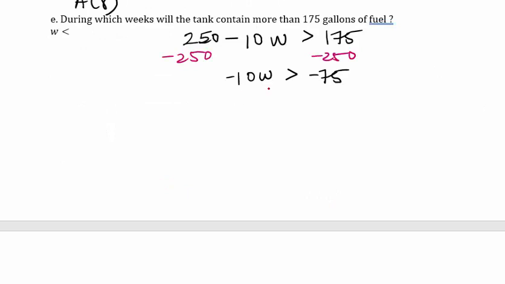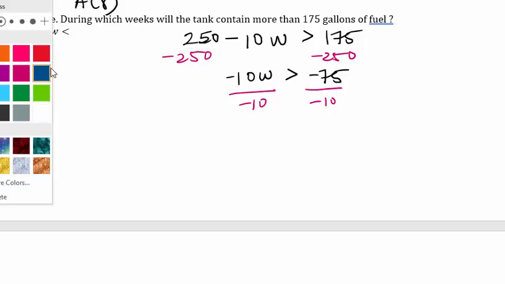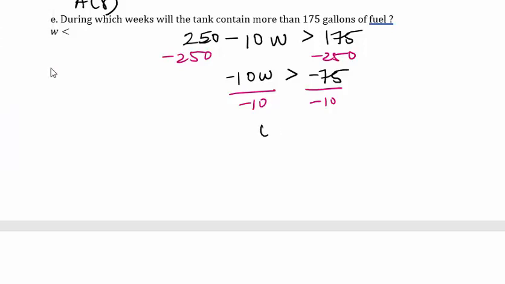And then divide both sides by negative 10. Now, for the most part, when you're solving a linear inequality like this one, the steps are the same as solving a linear equation. There is one stipulation, which is if you multiply or divide by a negative number, the inequality symbol flips. So instead of a greater than, now it's going to be a less than. Now you divide, and so that's 7.5.